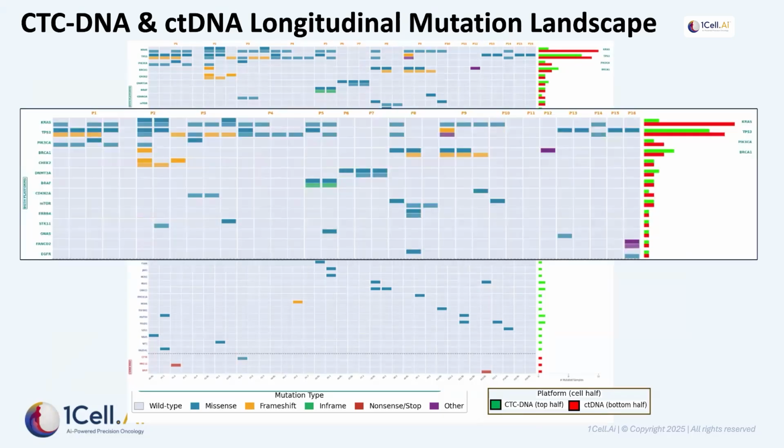So this focuses in on what we see in, for instance, ctDNA, which is in the red, and CTCs, which is in the green. And what you can see is that in some situations, we're seeing the same thing. But in other situations, we actually see more of certain mutations in the ctDNA than in the CTCs.